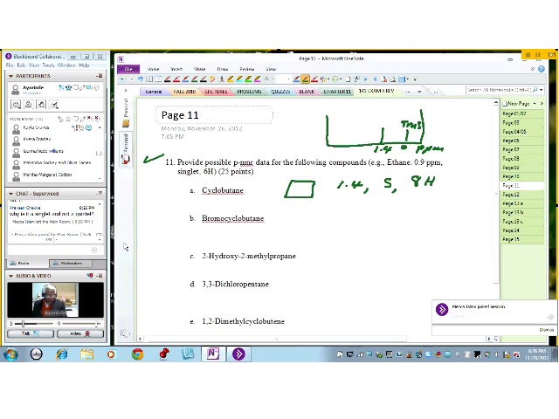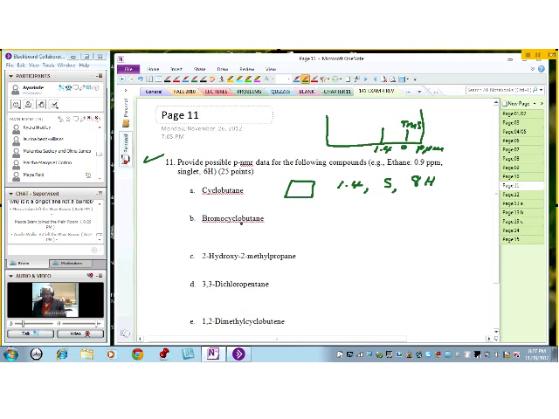Somebody asked a question: why is it a singlet and not a quintet? Because equivalent hydrogens do not split each other. Okay, they do not split each other. Now let us go to B.